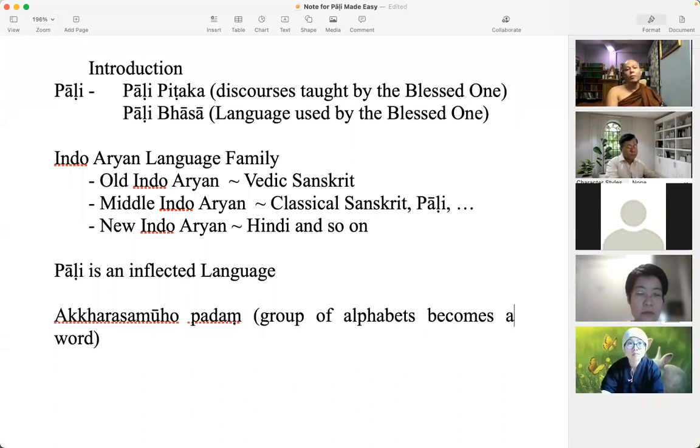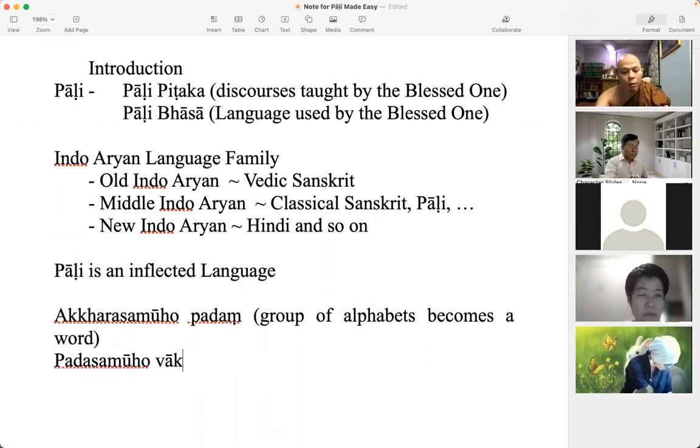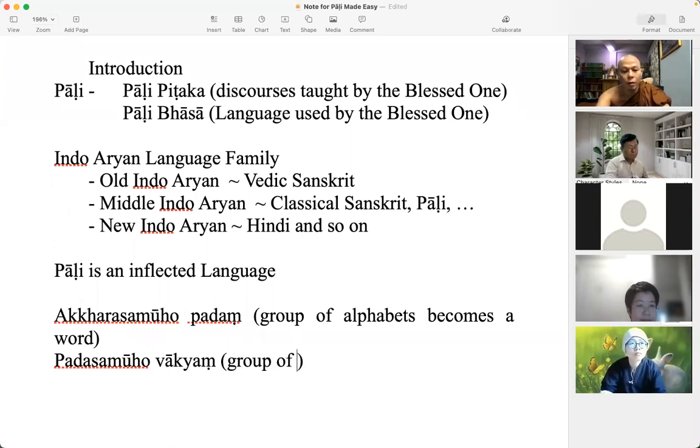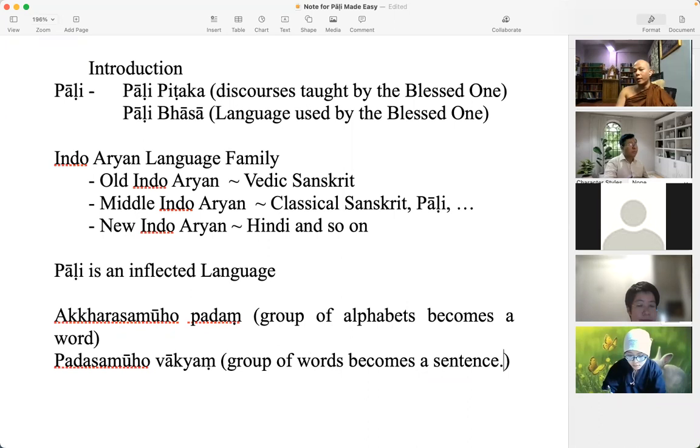So that is the script of the alphabet in Pali. We need to know that. And also, Pada Samuho Vakyam. Pada means word, which you already know. Samuho also we already know, group. So a group of words becomes a Vakya. Vakya means sentence. So Pada Samuho Vakyam: a group of words becomes a sentence.